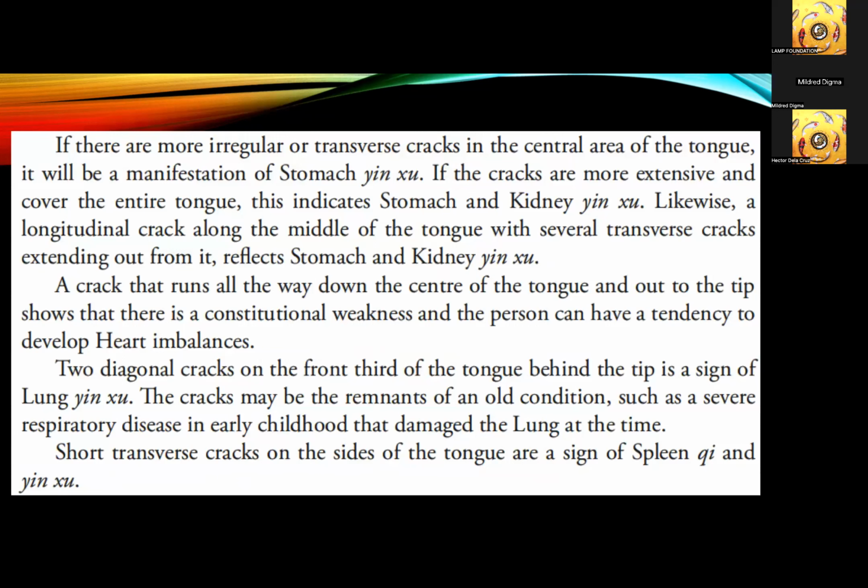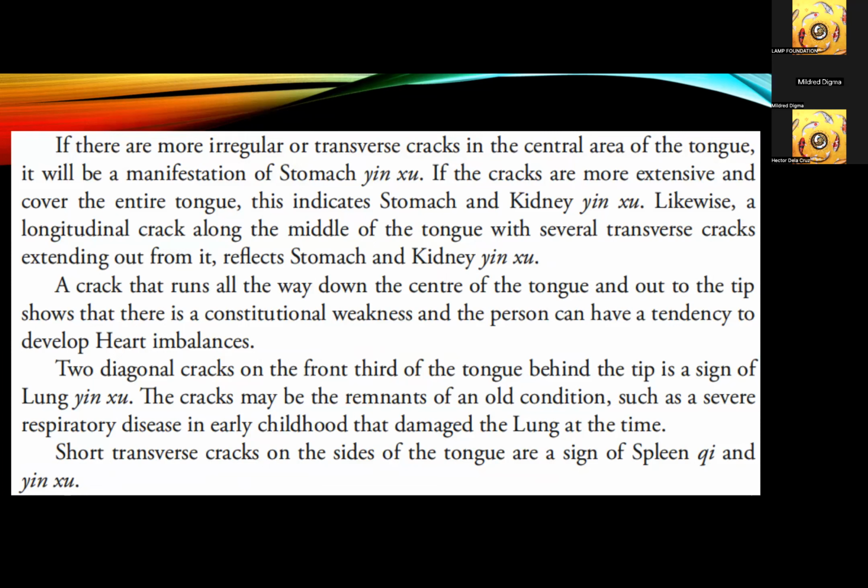If there are more irregular or transverse cracks in the central area of the tongue, it will be a manifestation of stomach yin deficiency. If the cracks are more extensive and cover the entire tongue, this indicates stomach and kidney yin deficiency. A longitudinal crack along the middle of the tongue with several transverse cracks extending out from it reflects stomach and kidney yin deficiency.